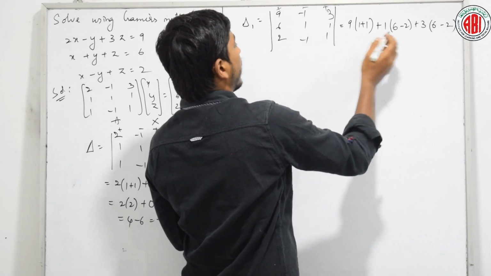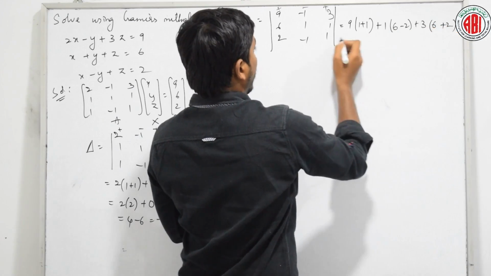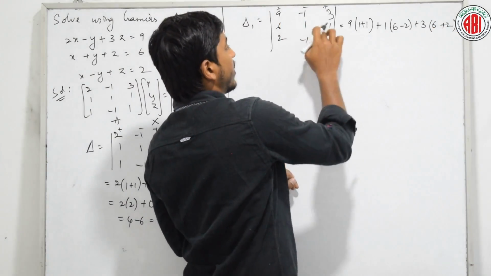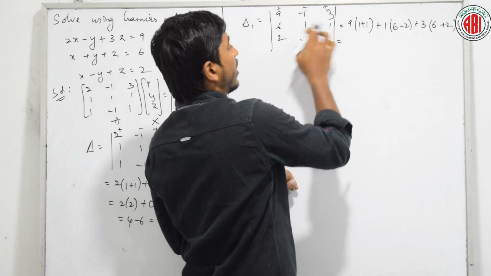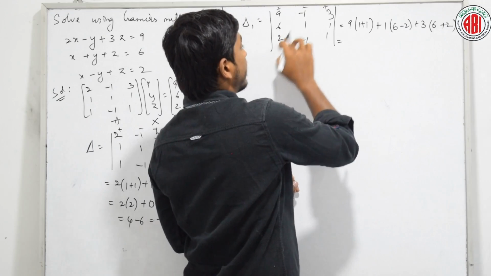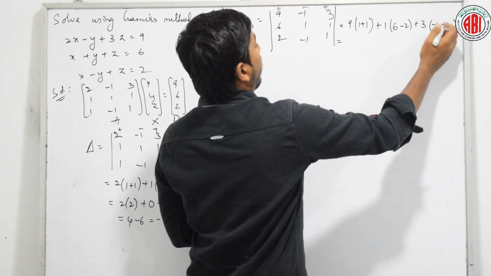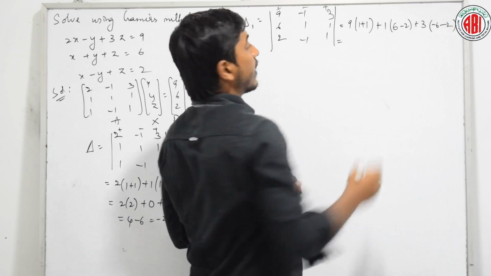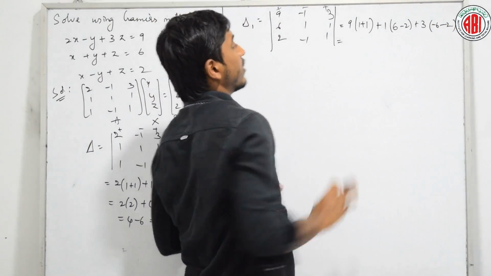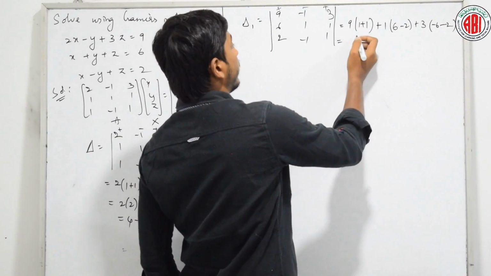Here it is 6 plus 2 here it is. Is it right? Once again you can check. 9 into (1 plus 1) plus 1 into (6 minus 2) plus 3 into (minus 6 minus 2). Is it right? Did you understand? Here it will be minus 6 minus 2. Clear? Then what do we get?